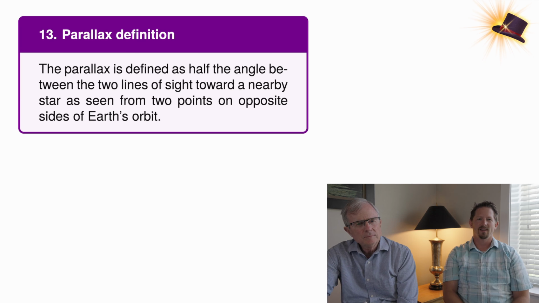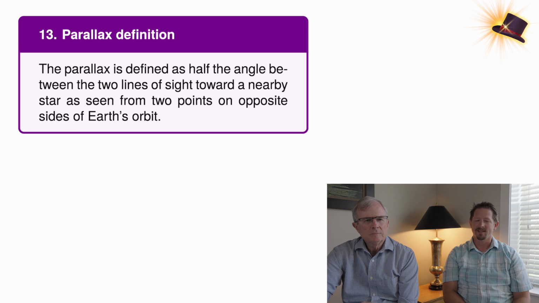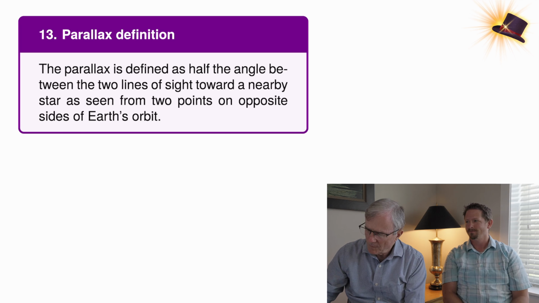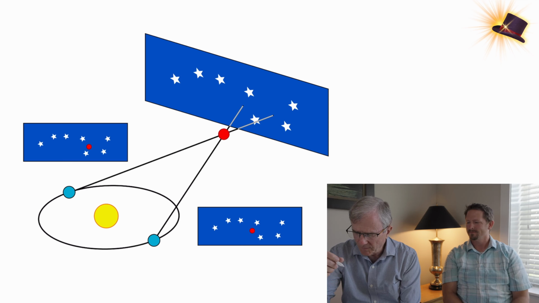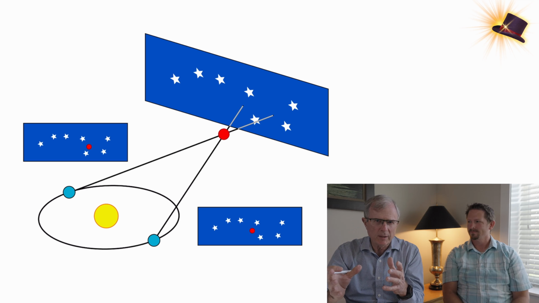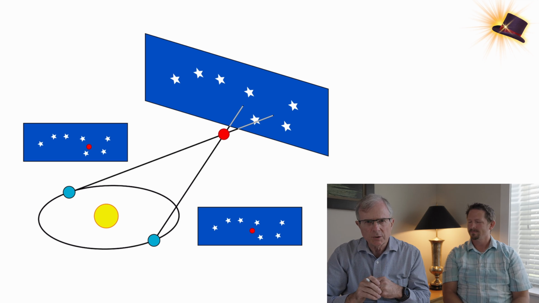Principle 13, parallax definition. The parallax is defined as half the angle between the two lines of sight toward a nearby star, as seen from 2 points on opposite sides of Earth's orbit. So here's that same diagram as before. Now we're doing a little bit more precise mathematical definition of parallax.